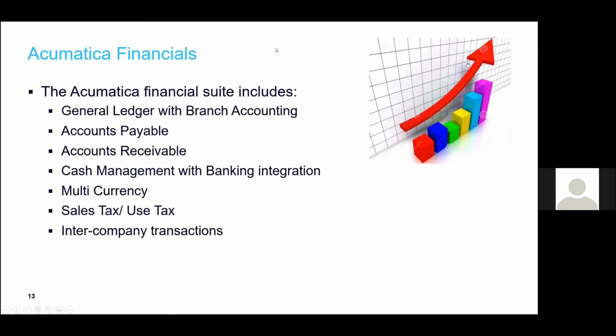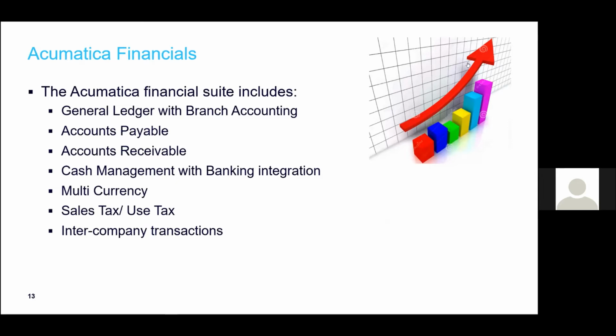Acumatica comes in suites, and the first suite of related functionality is called Acumatica Financials. Acumatica Financials is kind of the backbone, the core of the system. Every Acumatica installation has Acumatica Financials. So in other words, you can't buy manufacturing without having financials. Comes with general ledger with multi-company, multi-branch accounting, payables, receivables, cash management with banking integration.